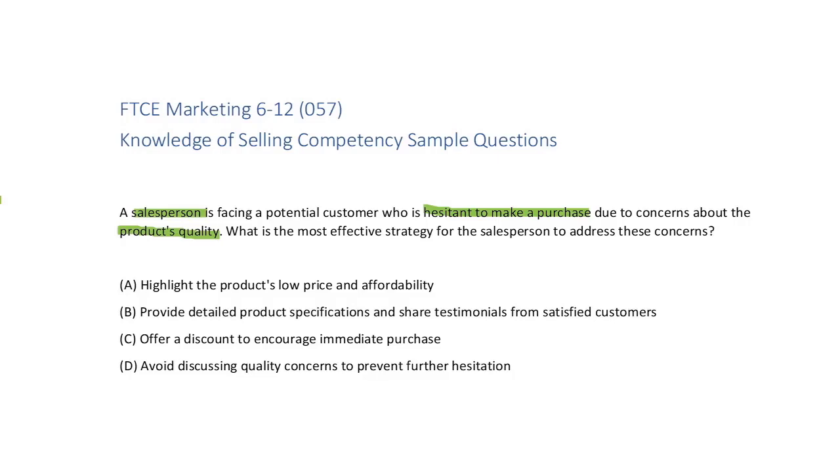To address concerns about the product's quality, the salesperson should provide detailed product specifications and share testimonials from satisfied customers. This approach helps build credibility and it reassures the potential customer by demonstrating that others have had positive experiences with the product. While answer choices A, C, and D offer suggestions, they are not ways to build a positive relationship with a potential customer. The answer choice that offers the best suggestion is B, which is provide detailed product specifications and share testimonials from satisfied customers.